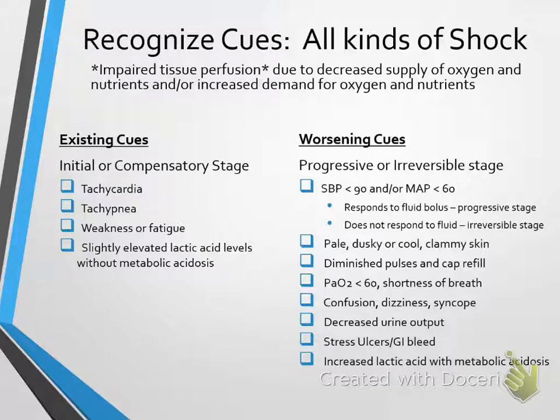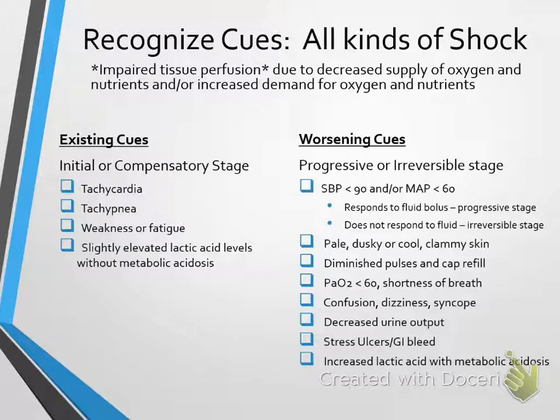Getting worse. So if you have a patient that is tachycardic, tachypneic, tired, and they don't rest and fix the problem or get over the problem, they could get worse. So the worsening stage is the progressive or irreversible stage. Your blood pressure goes less than 90.